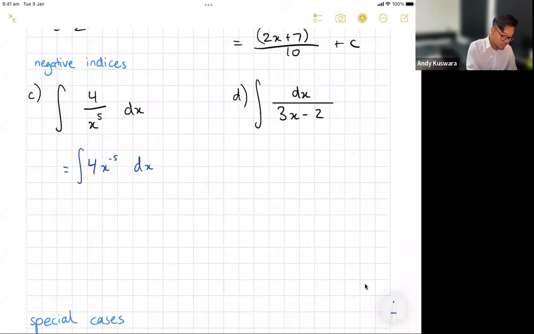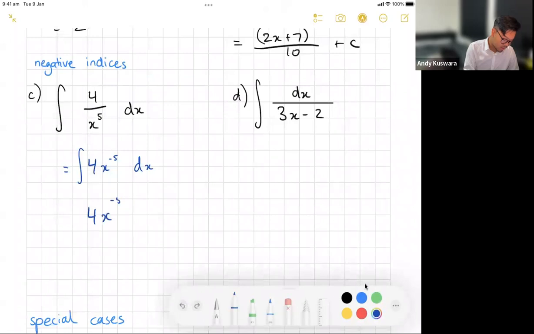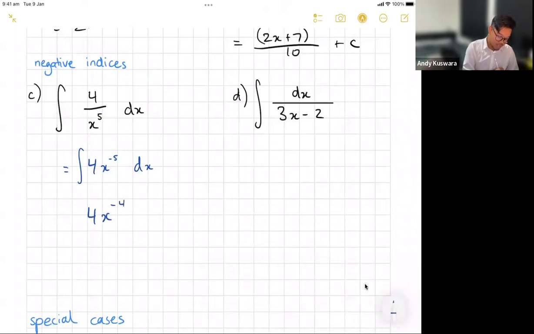Now just be careful when you're dealing with this. Your 4 stays the same, your x is going to be the same, but if I add 1 to the power of negative 5, I want you to think negative 5 plus 1. What's negative 5 plus 1? Some of you would be thinking negative 6 because the numbers always increase, but negative 5 plus 1 is actually negative 4. And what do you do once you've raised it to a new power? You divide it by that new power. Cleaning that up, negative 4 and 4 will cancel out. That just leaves me with negative x to the negative 4 plus c.